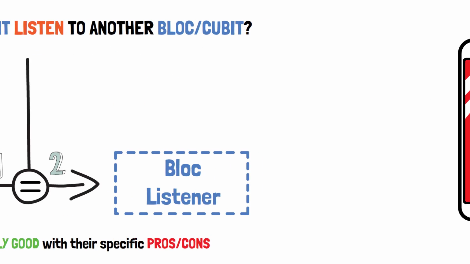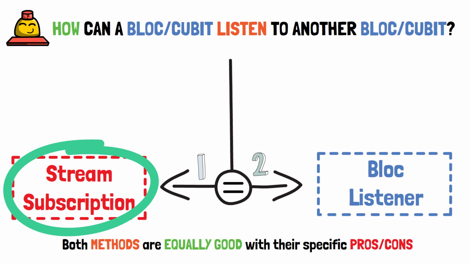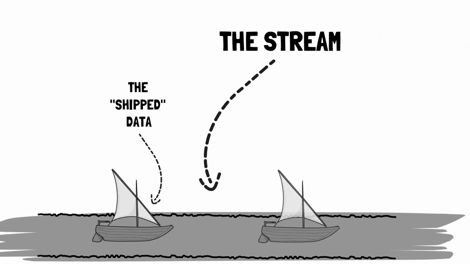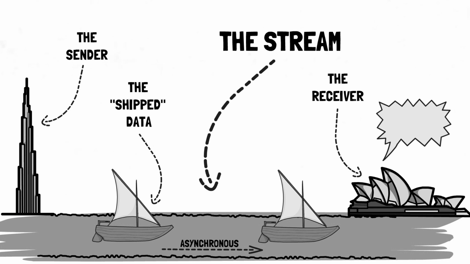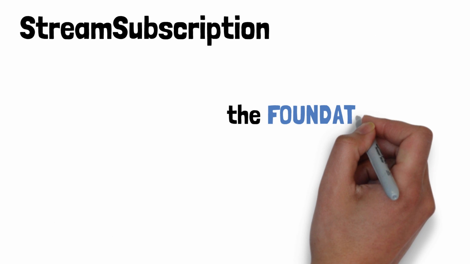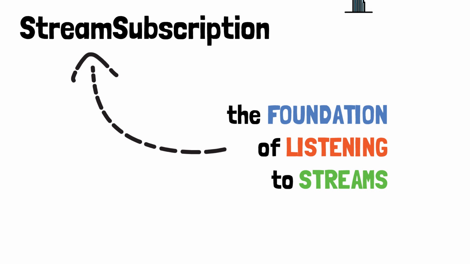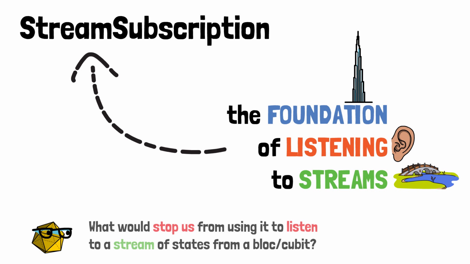Let's start by discussing the first method on how two blocs or cubits can communicate with one another. If you remember back in tutorial number 2, when I talked about streams, I told you that in order to listen to a stream of data, you will need to subscribe to it by using a stream subscription. A stream subscription is the foundation object from which you can listen to a stream. So what would stop us from using it as a method to listen to a bloc or cubit?